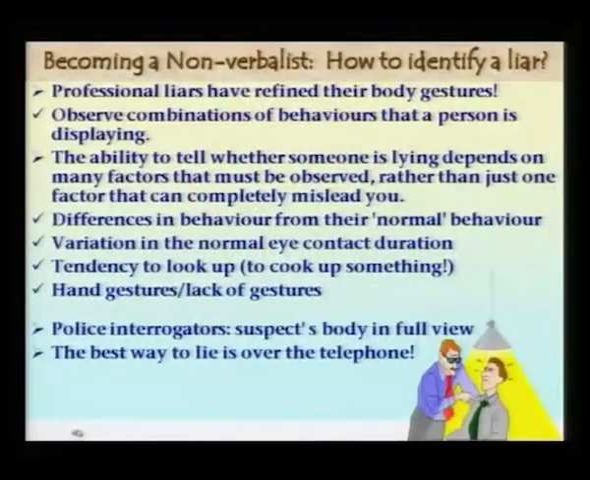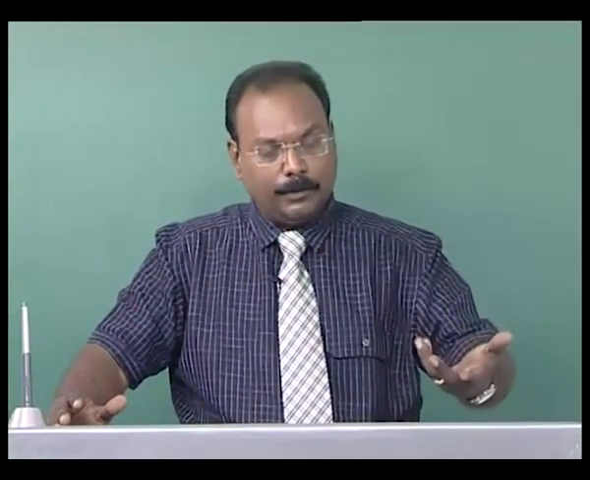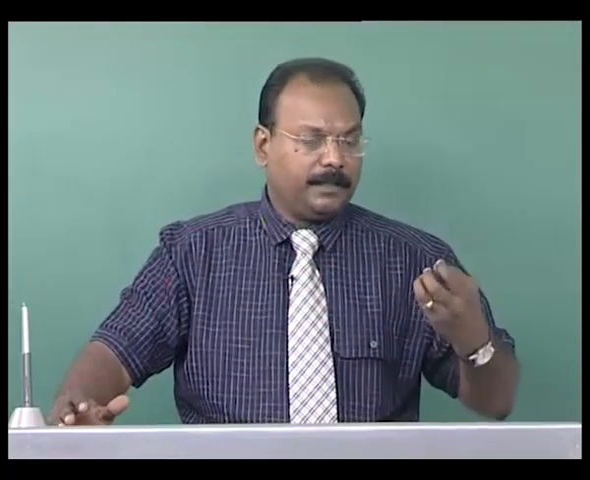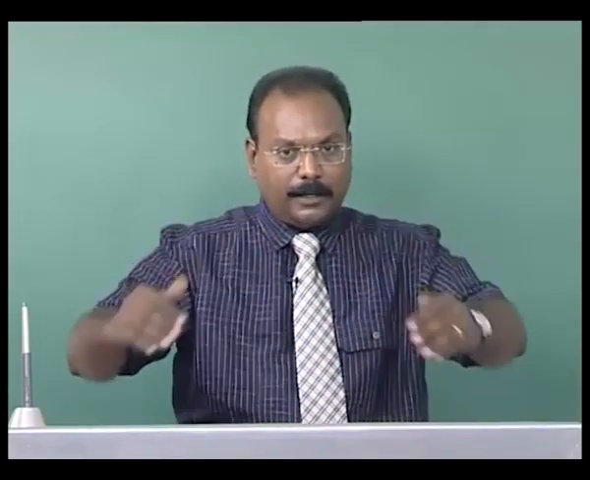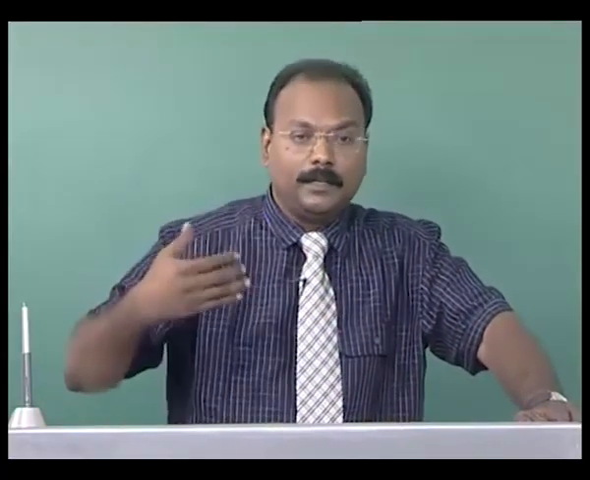Variation in the normal eye contact duration: if somebody is honest, the person doesn't mind maintaining eye contact in the first place. As for duration, if the person doesn't maintain it for long, it means the person has something to hide. Whereas the person who is normal and has nothing to hide will not mind the duration; the more you look at them, the more they will respond. There is no problem. And then the tendency to look up. Sometimes maybe they are cooking up some story. So when you talk, instead of maintaining eye contact, they will just look up. They will look somewhere beyond you and then try to tell something.